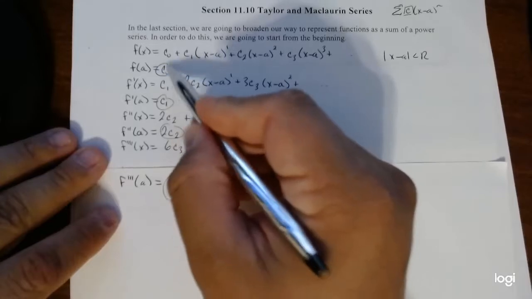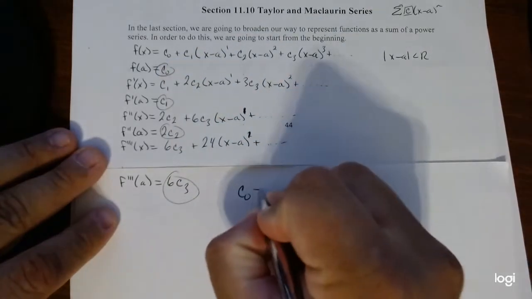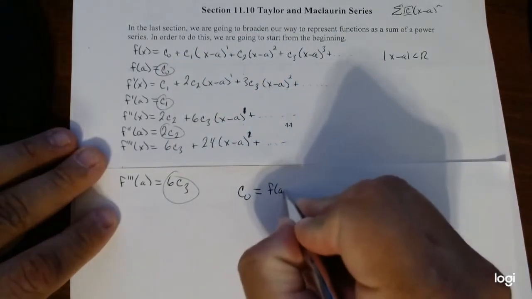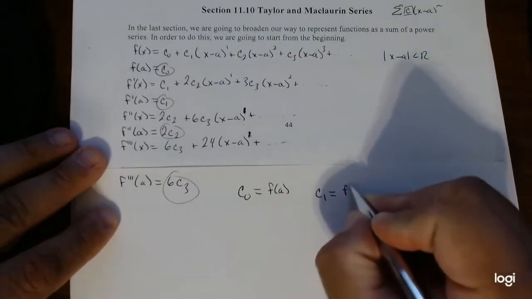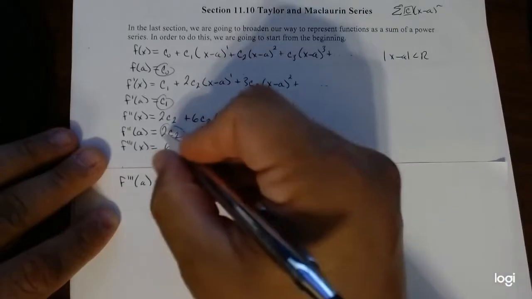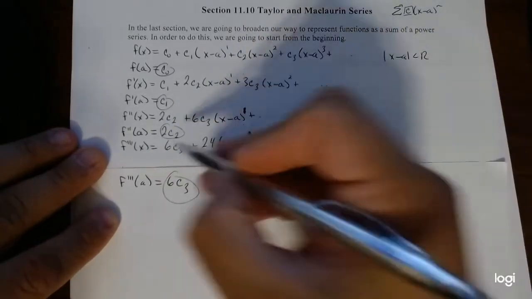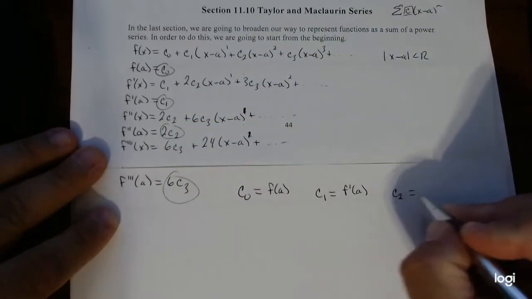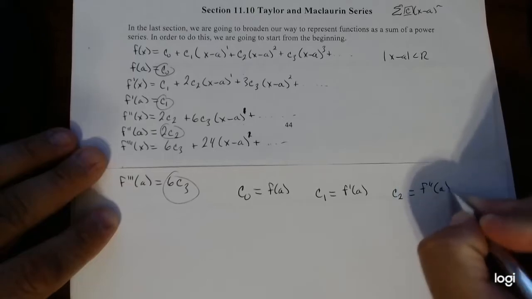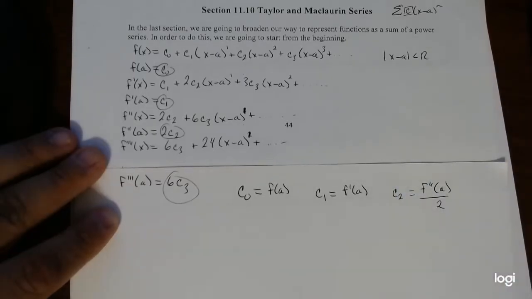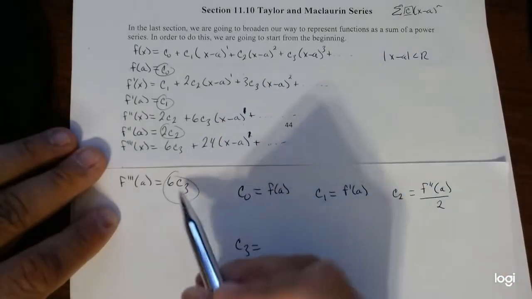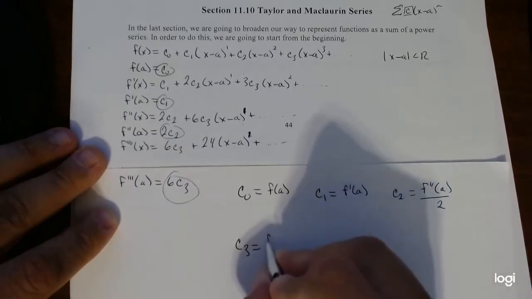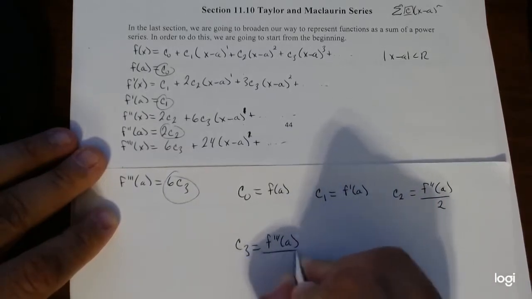So what this is saying now, if I want to solve for each individual, right? If I want to solve for this portion, therefore c naught is equal to f of a. C1 is equal to f prime of a, and C2, I'm just dividing this over, is equal to f double prime of a over 2, and C3 is equal to, well, dividing this over, f triple prime of a divided by 6.